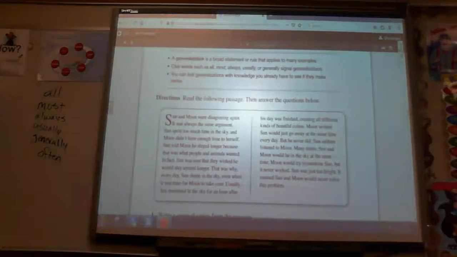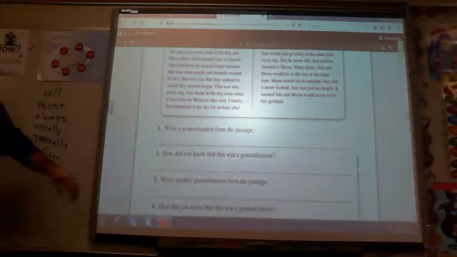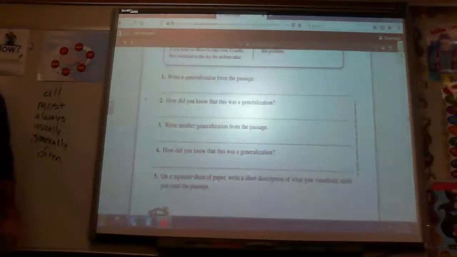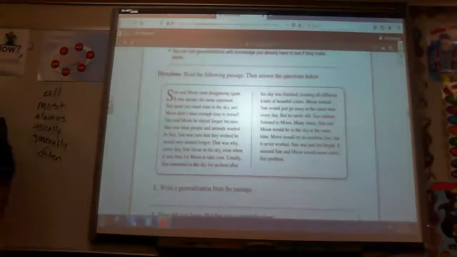So we're going to read the following passage and then answer the questions below. I find it sometimes easy to look at the questions before we read so we know what we're looking for. Number 1 says, write a generalization from the passage. How did you know that this was a generalization? Write another generalization from the passage. How did you know that this was a generalization? So as we're reading, I want you to try to find 2 generalizations and then be able to explain how you know that they are a generalization.